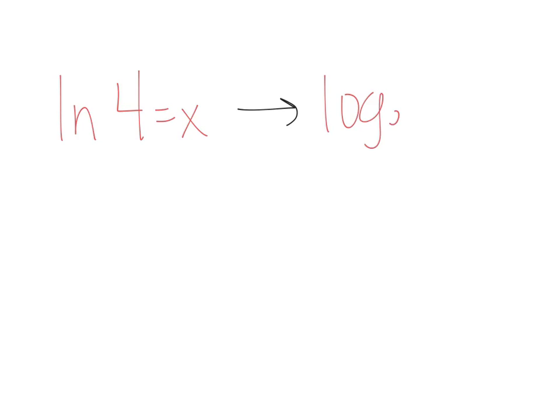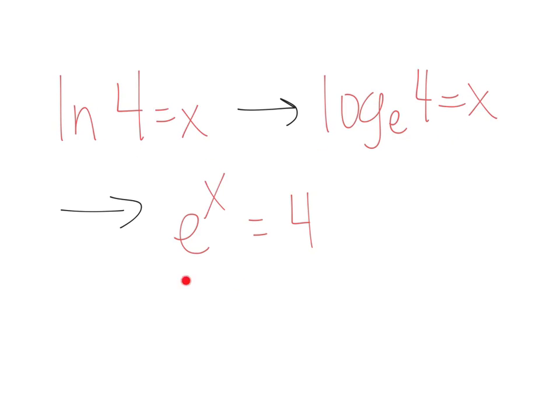So for example, we could have a natural logarithm that is ln of 4 equals x, and this can be rewritten as log base E of 4 equals x. And then if we wanted to write it exponentially, it would be e to the x equals 4. These things are saying the same thing, and this is the inverse of these.